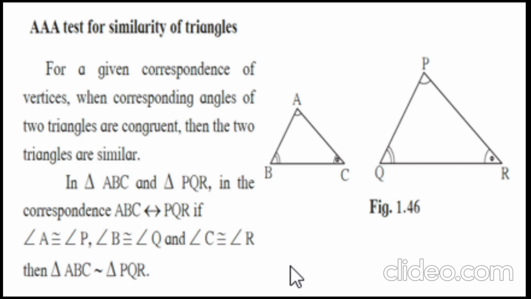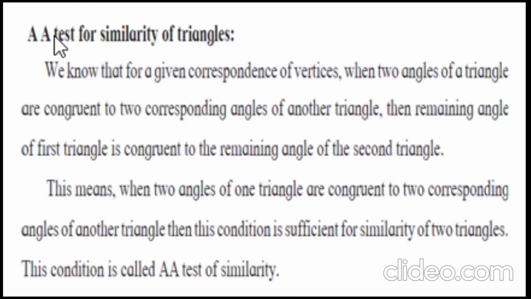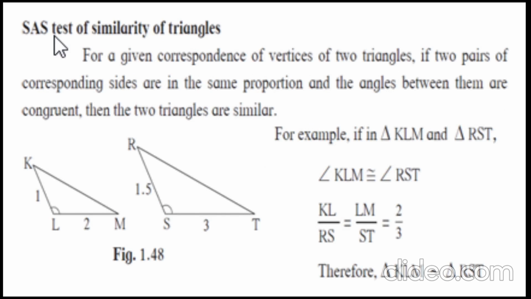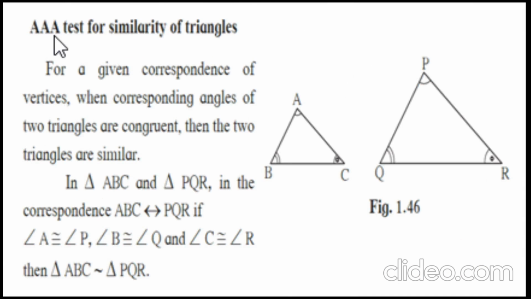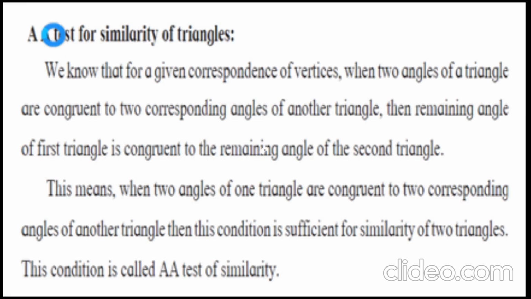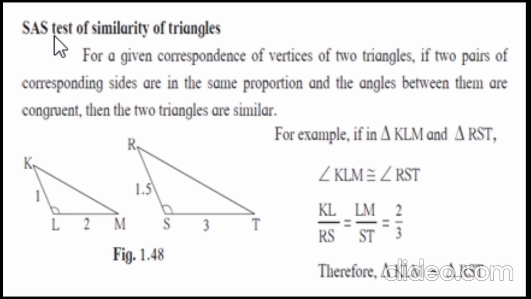See, when two angles are congruent, the third angle is also congruent. So the AAA test can also be used as the AA test. So AA and AAA are similar. Then SAS. S means side, angle, side test of similarity of triangles.